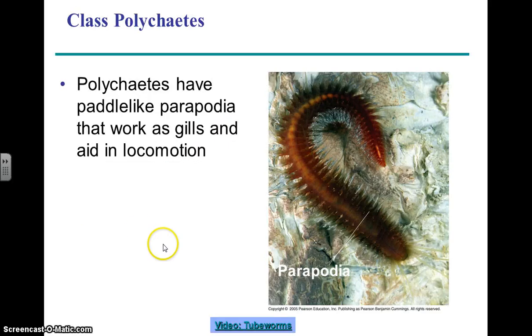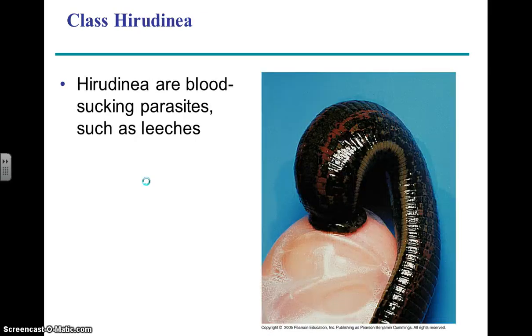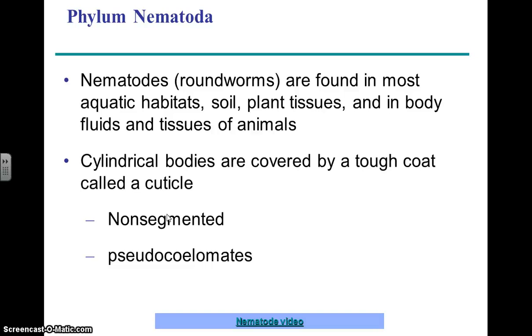Here's one. This guy should look sort of familiar. One of our specimens in the Dead Animals in Jars lab. These parapodia, these leg-like structures that are actually gills in these aquatic organisms, the polychaetes. Leeches. Again, look at that segmentation. So this group includes some parasites.